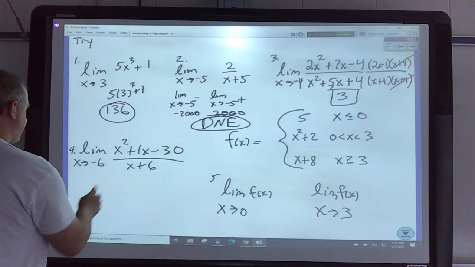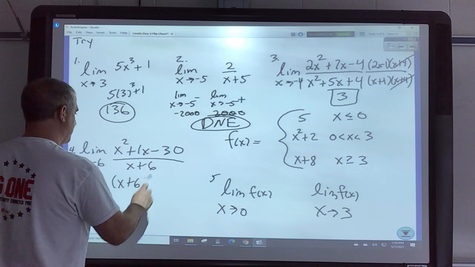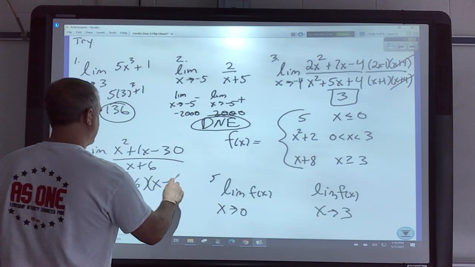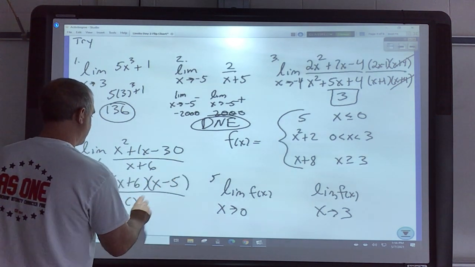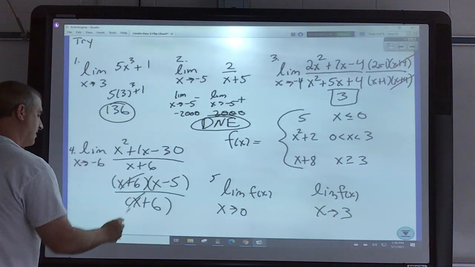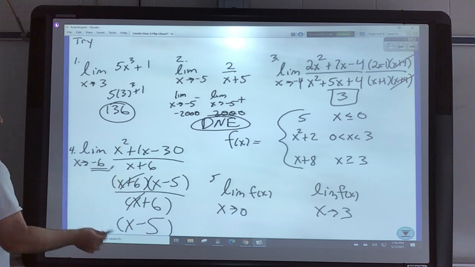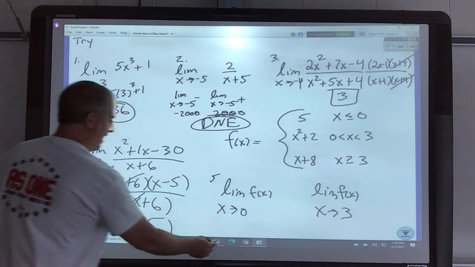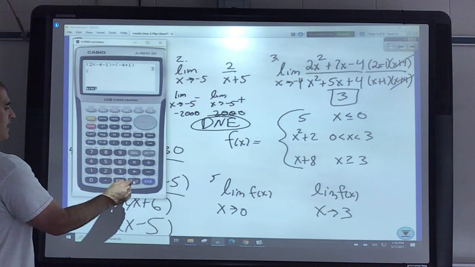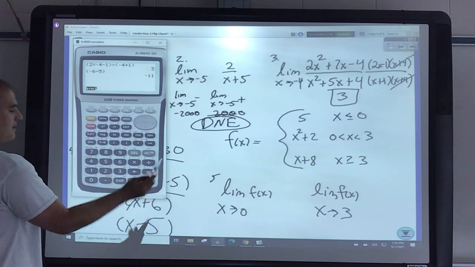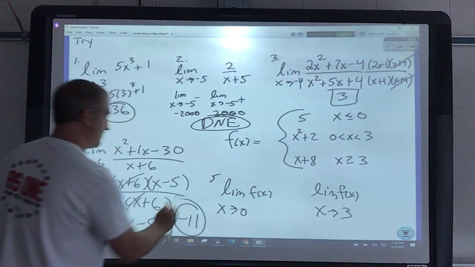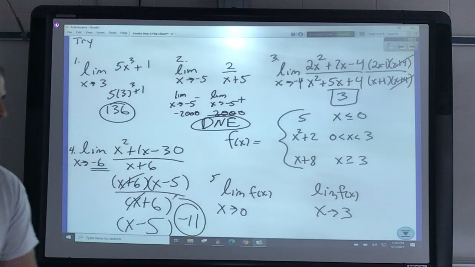All right, now this one, I factor to x plus 6 and x minus 5. This is x plus 6. This eliminates, so I'm left with x minus 5. All right, now, once again, is this part of the thing? It is not at all. I can just go ahead and put negative 6 in there. Negative 6 minus 5 would be negative 11, okay? And that's how I get that answer.